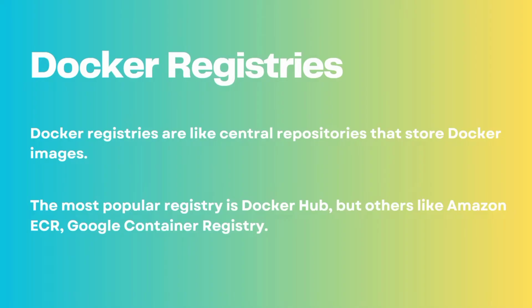Docker registries are like central repositories that store Docker images. You can think of them as cloud storage for your Docker images. The most popular registry is Docker Hub, but others like Amazon ECR, Google Container Registry, and more exist.